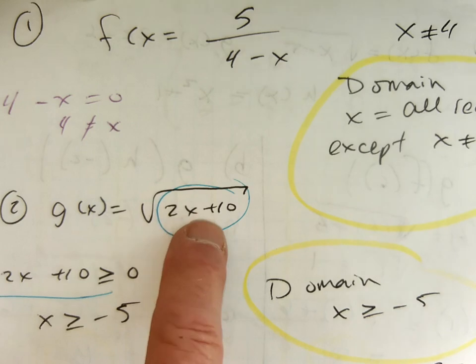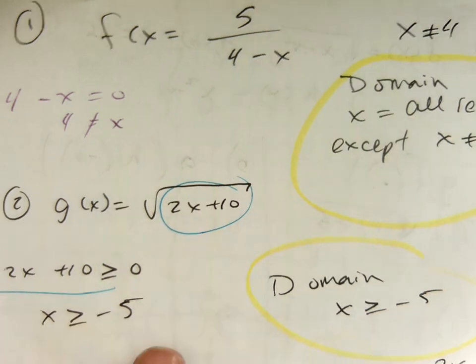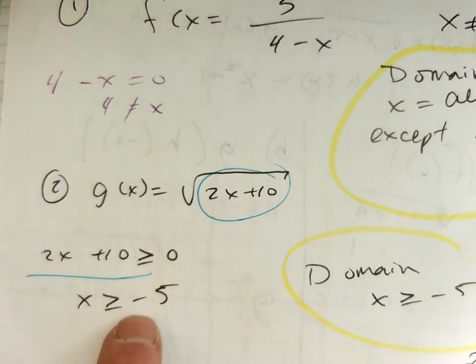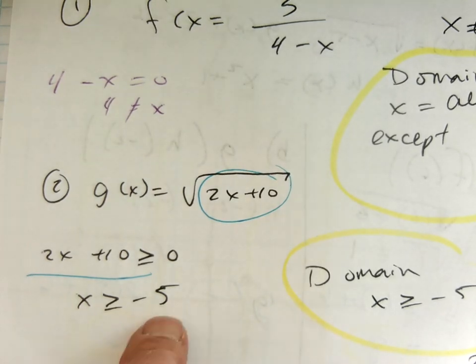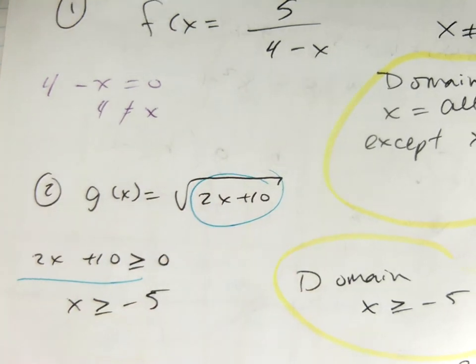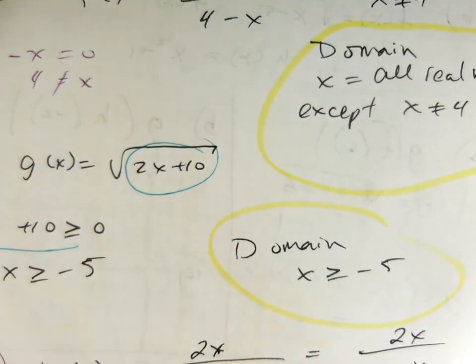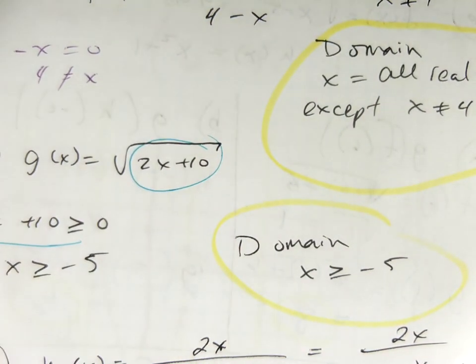Number 2, you can't have the square root of a negative number. So I set this to make sure it's greater than or equal to 0, solve for x. If x is greater than or equal to negative 5, we're okay. Anything less than negative 5, we're going to have the square root of a negative number. That's not good. So the domain is simply x is greater than or equal to negative 5.